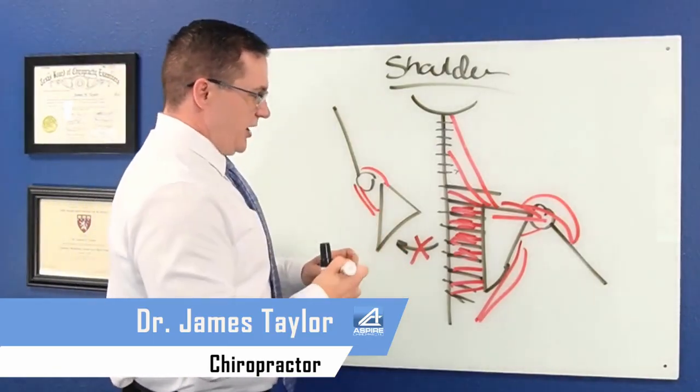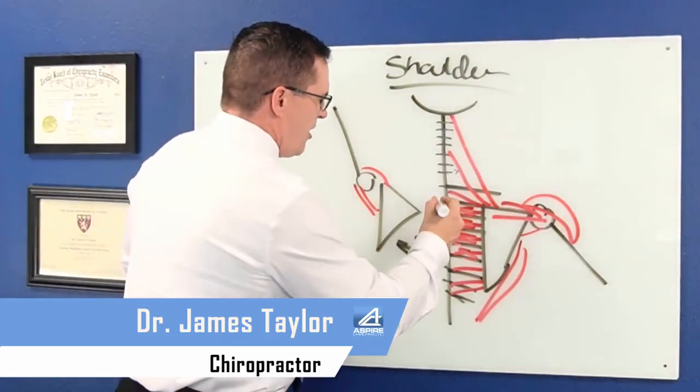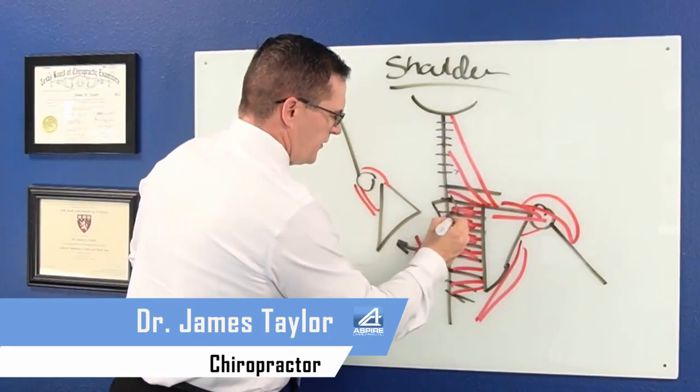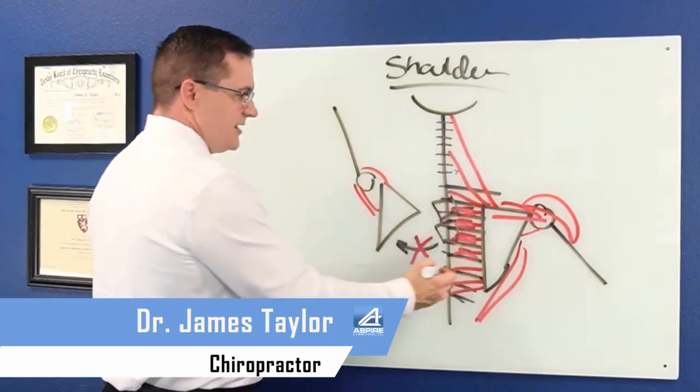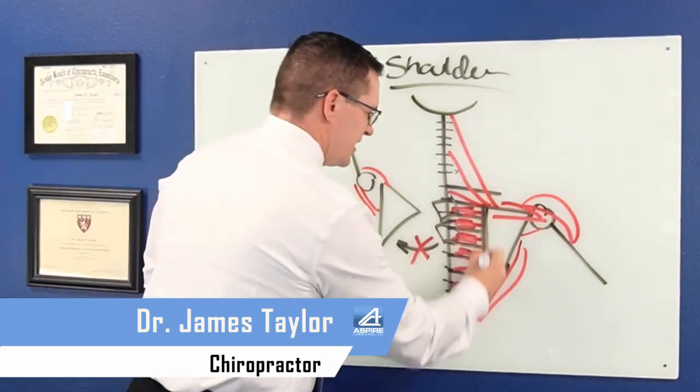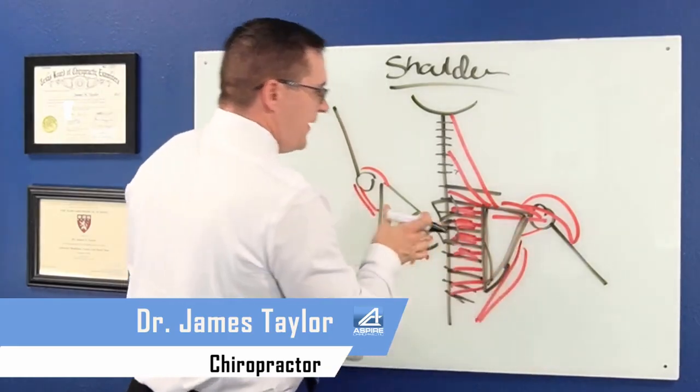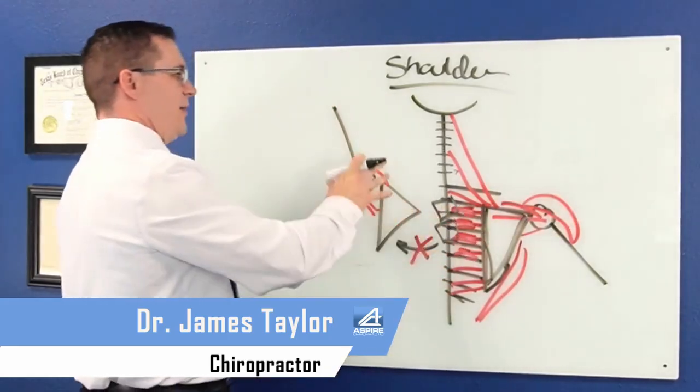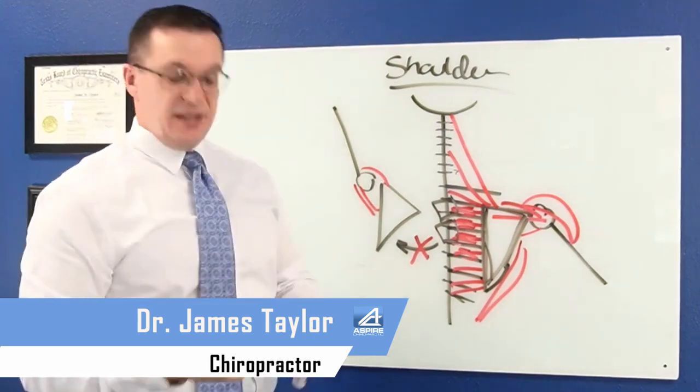But when we get dysfunction in this mid-back, we get vertebrae that are out of alignment, causing these muscle spasms. That freezes that shoulder right there. This thing can't move, right? It can't slide forward and back. It can't wing out, and it can't allow you to lift that arm up.